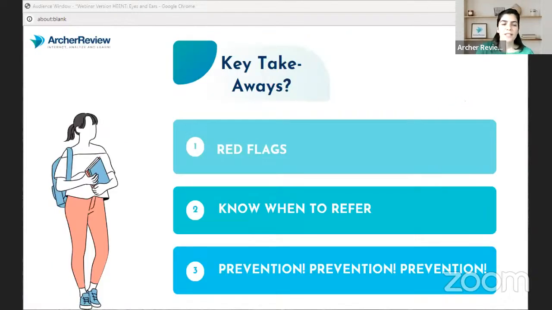Very good. So key takeaways for the eyes: know your red flags, know when to refer. That's going to be really important, and prevention, prevention, prevention. So make sure your patients are going in for those routine eye exams, and they're also caring for their eyes, especially if they're wearing contact lenses. Educating those patients to help prevent those complications is going to be really important.